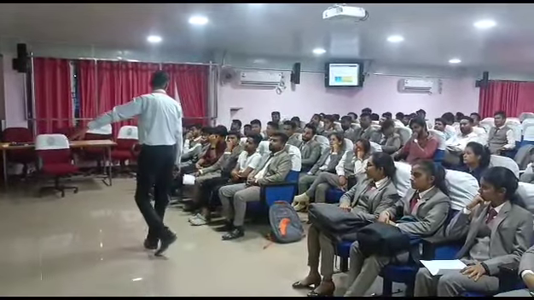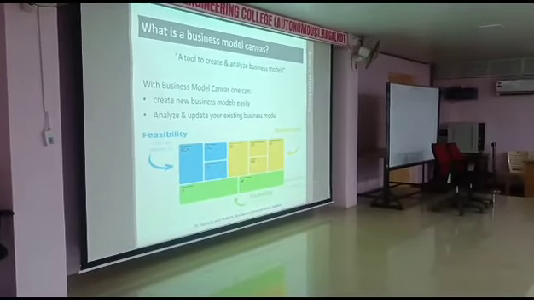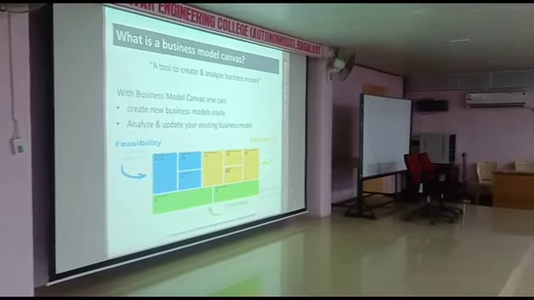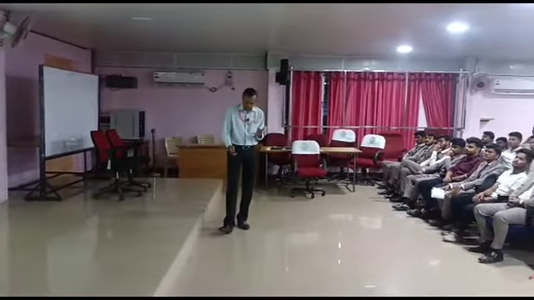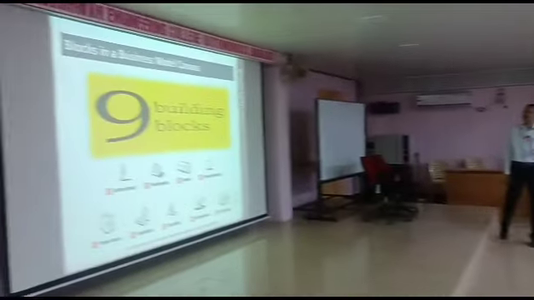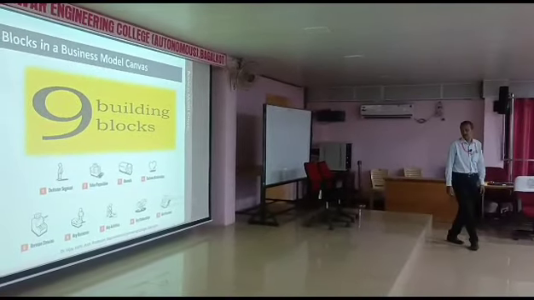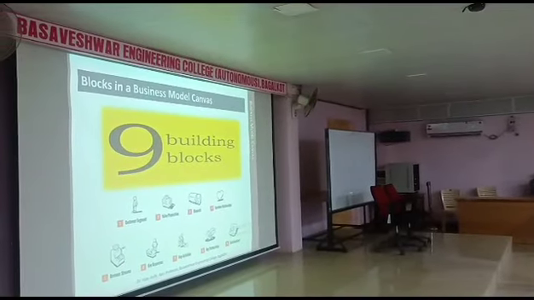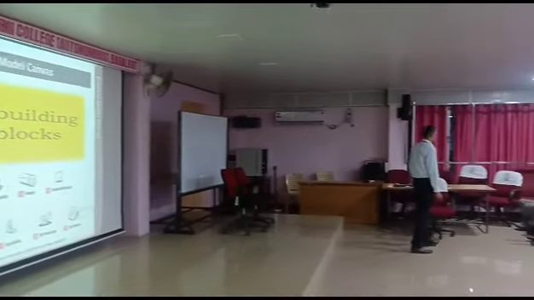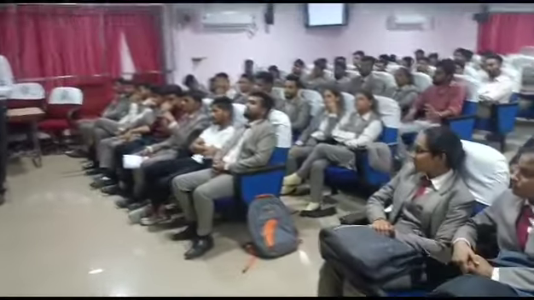The bottom two blocks talk about viability in terms of finance, these four blocks talk about desirability, and these three blocks talk about feasibility. Yes, there are 9 building blocks. The first block is the customer segment, second is value proposition, third is channels through which you are going to deliver, fourth is customer relationships, fifth is revenue streams, and then key resources, key activities, key partnerships, and finally the cost structure. Right? So with 9 different blocks, you can create your own business model.